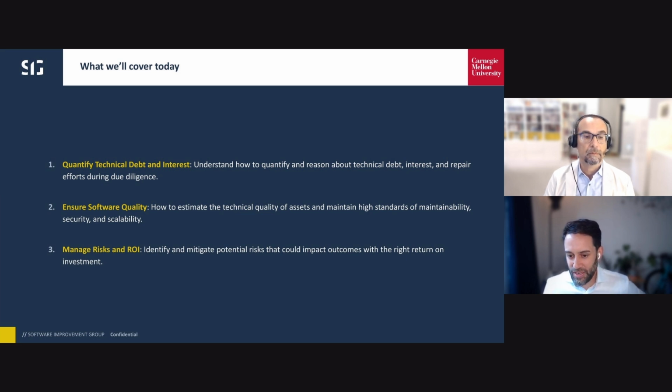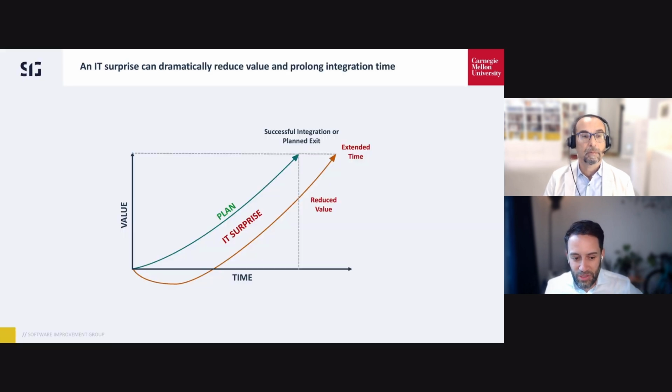And the reason why we do this is that we at SIG have seen a lot of M&A work, and of course the industry is booming right now. And once an organization, a private equity firm, or a strategic investor is investing in software, there can be this IT surprise. So this graph visually represents that in a very simplistic way, but it is still quite accurate. So the goal is always a successful integration or a planned exit at the time that we planned for. So that's that greenish line. But an IT surprise can slow that down quite tremendously.